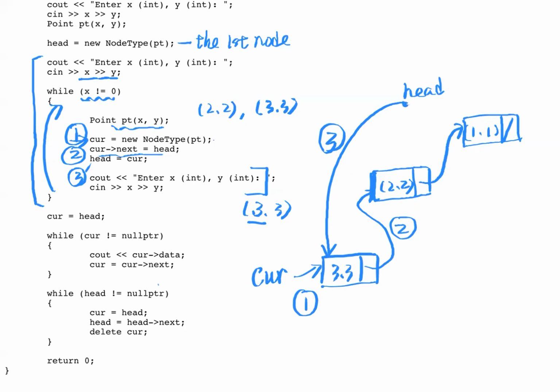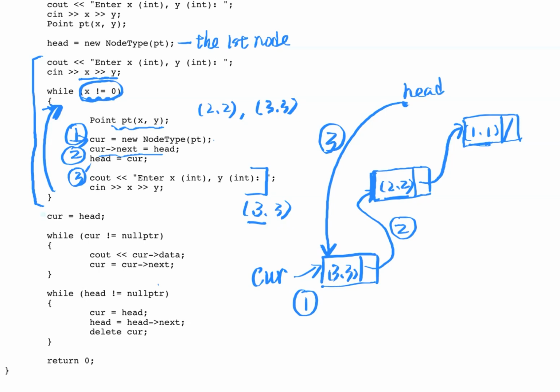Head points to the first node, and the point 3, 3 is in the first node. The second node contains 2, 2. The last node contains 1, 1. So we will repeat this while loop until the user enters 0 for X. We will exit the while loop. This shows how we add a new node to the front of a linked structure.